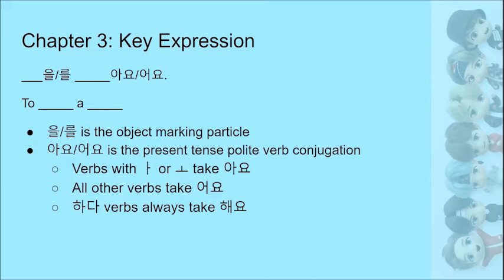So I have written it here as a form with blanks in it to hopefully make it a little easier to understand. So basically we have a blank and then we have 을 or 를, which is really hard to say and I still mess it up. So it's okay if you can't say that yet. And then another blank and then ayo or 어요. And so ayo or 어요 is going to be our verb conjugation, and the 을/를 is the object marking particle.